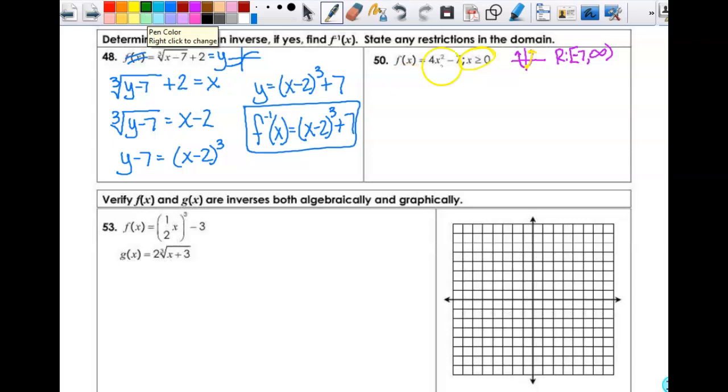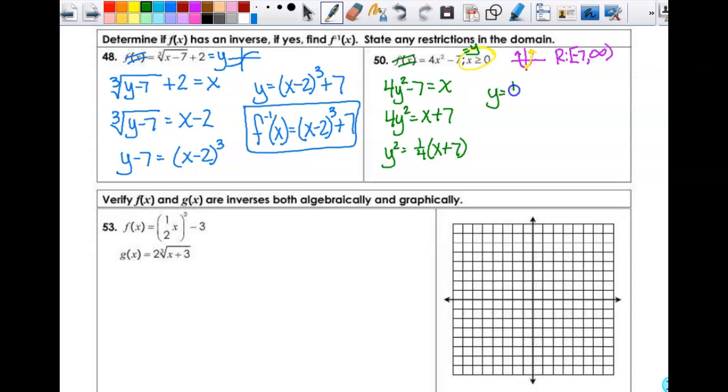So I'm going to set this equal to y. And they're going to switch places. 4y squared minus 7 equals x. So 4y squared equals x plus 7. Then I'm going to divide by 4, so I get y squared equals 1/4 times (x plus 7). Take the square root of both sides. y equals plus or minus the square root of 1/4 times (x plus 7).